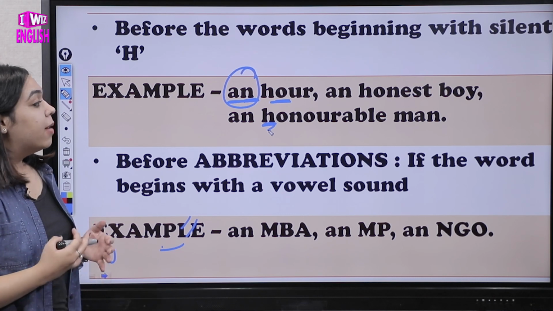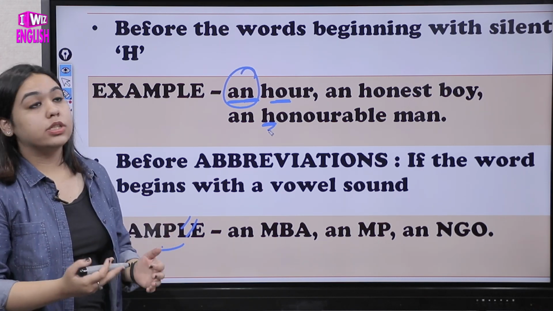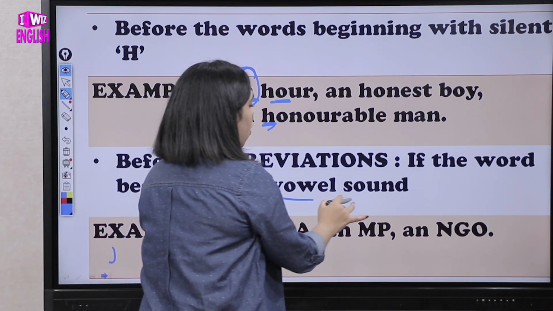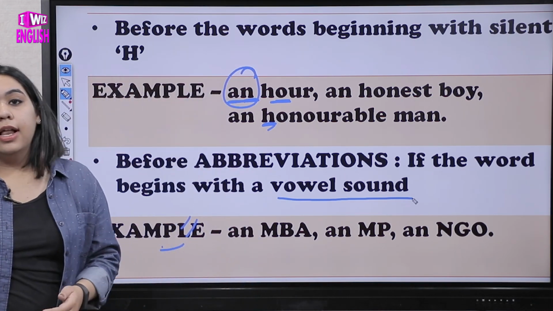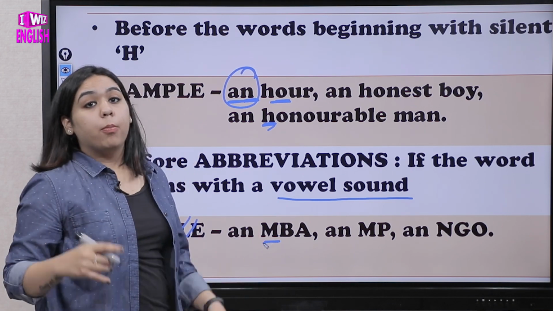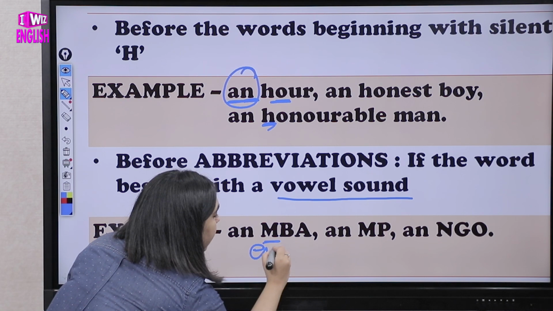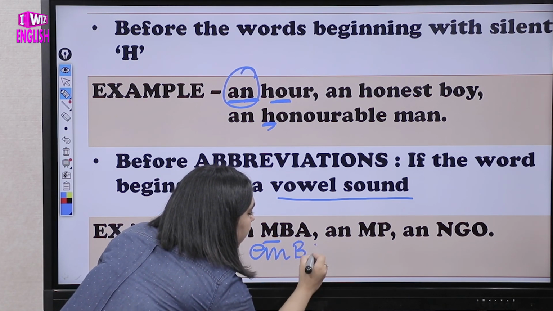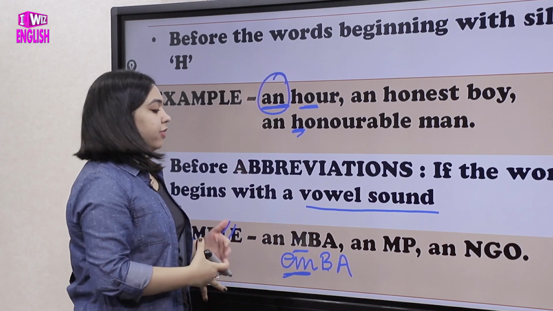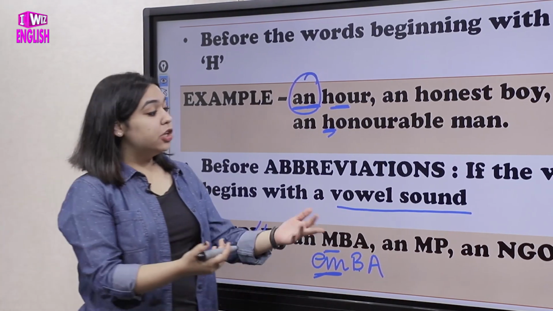Moving on, before abbreviations, before the short forms, if the word begins with a vowel sound, it's very important. Like if I say an MBA, of course it starts with M, but if you hear the sound, it goes "em, bee, ay". So this is the hidden sound, "em". That's why we say an MBA, an MP and an NGO.